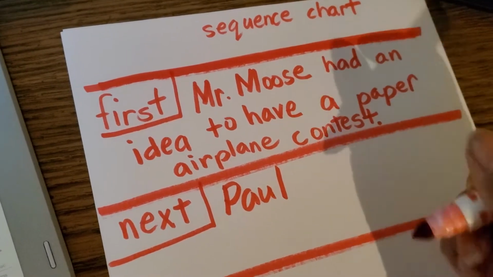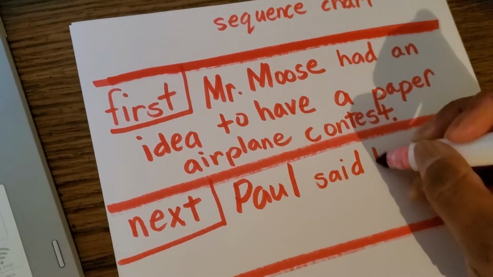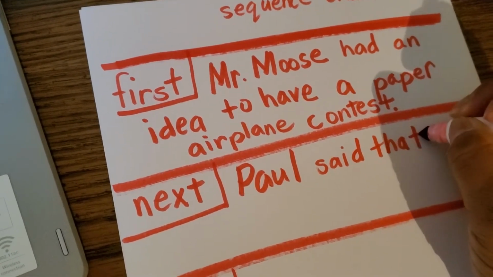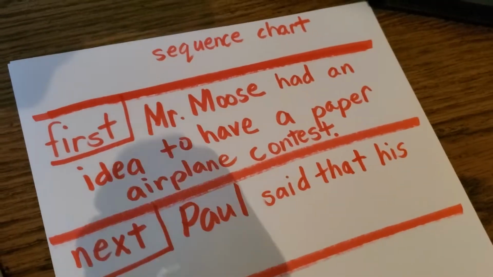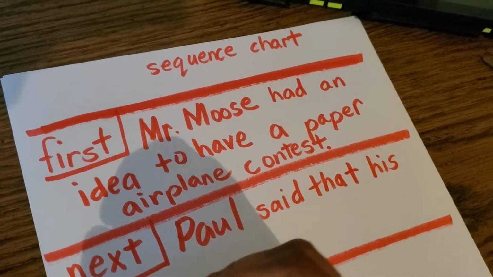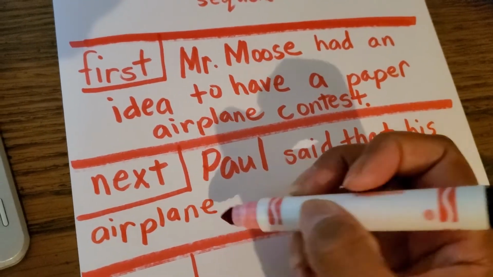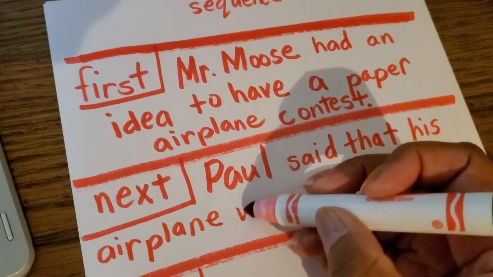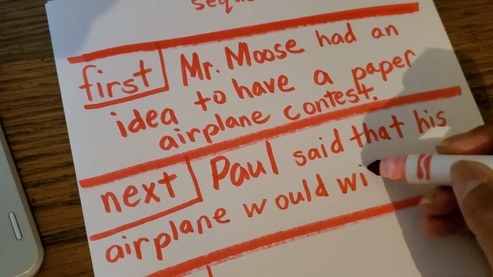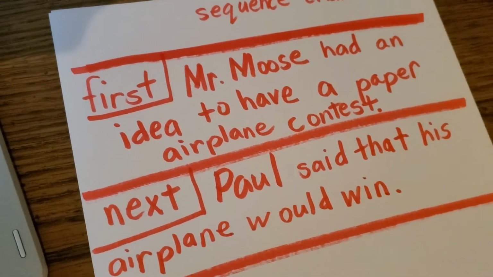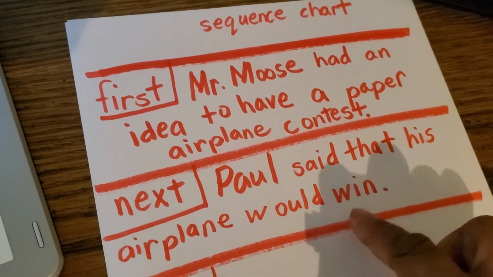So Paul, we're going to say, said, this is a big part of the story, said that his airplane would win. Because he's the strongest. He's on a wrestling team. He just knew that his airplane was going to win.